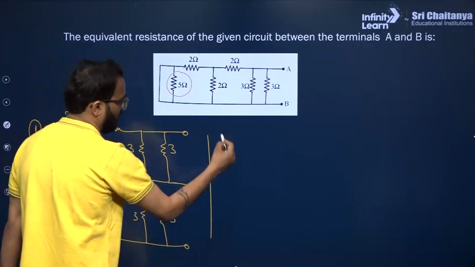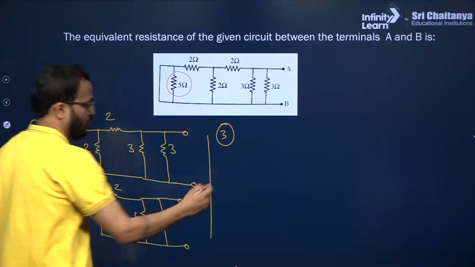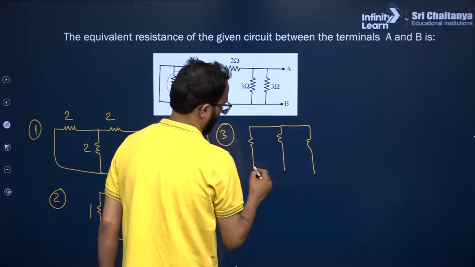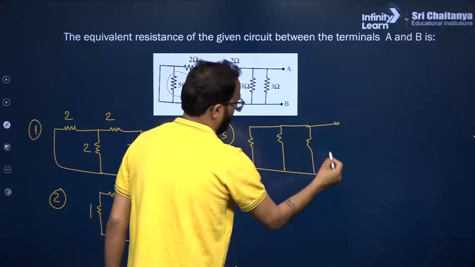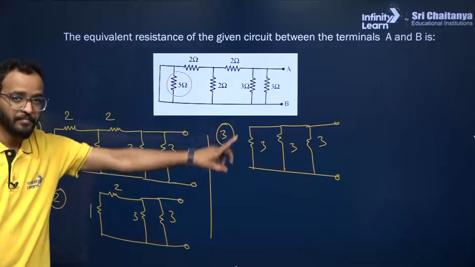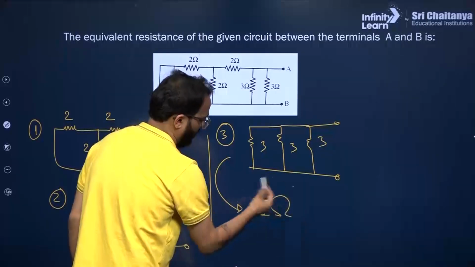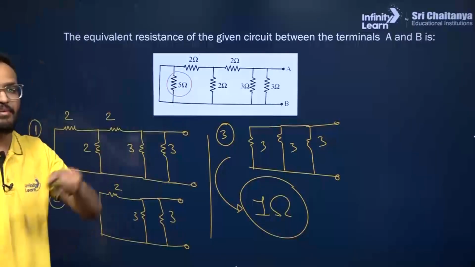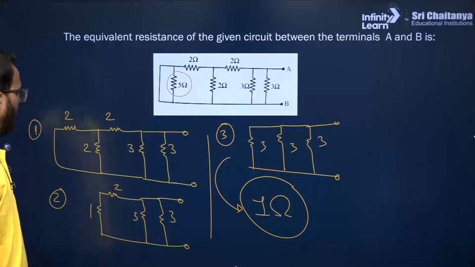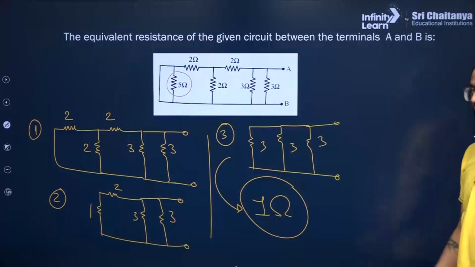Let's go for the third step. So this 2 and 1 will become 3. Now don't you think all these 3 are in parallel? 3, 3 and 3. So what is the resultant? 1 ohm. 1 by 3 plus 1 by 3 plus 1 by 3 is 1. Got it? Understood, I hope? I guess it is absolutely clear to all of you.